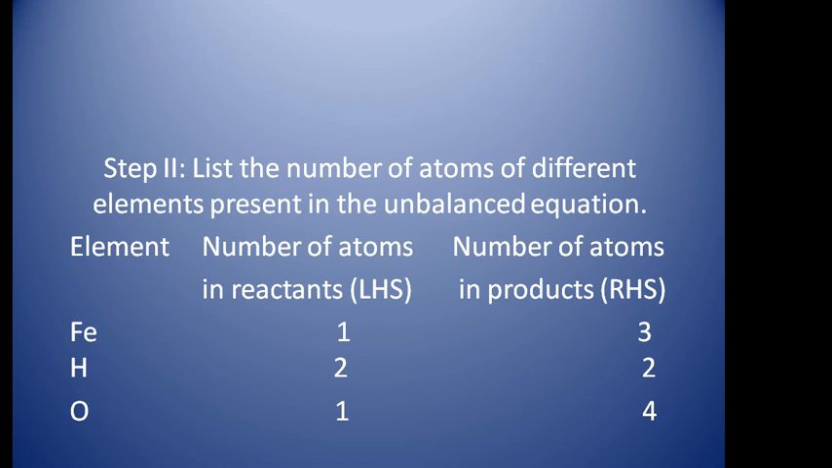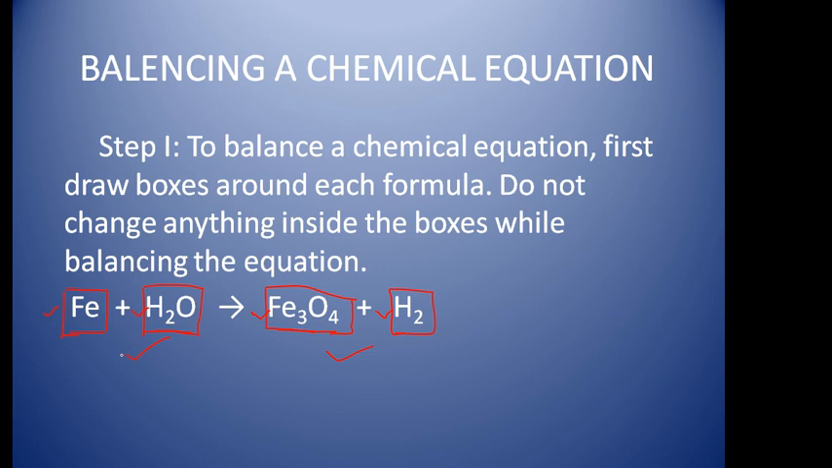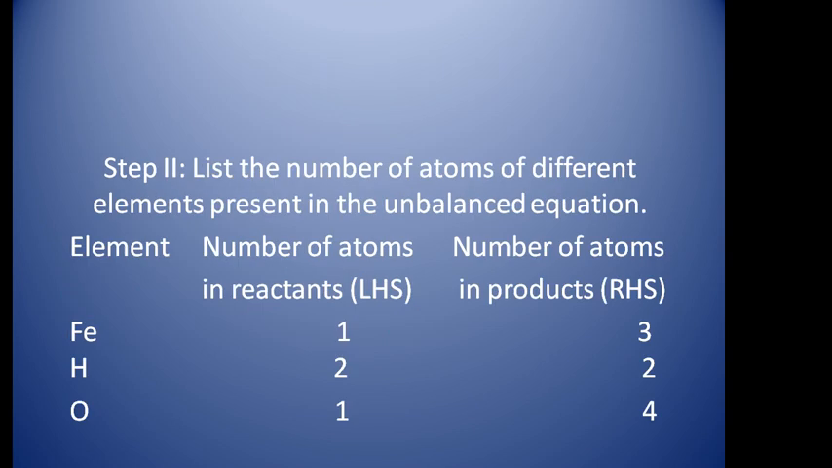Now, why are we making the list? Because our main purpose is to make the numbers equal. We have to make the numbers equal. So, initially we are checking where is the inequality. If you get the inequality, then you can make them equal.